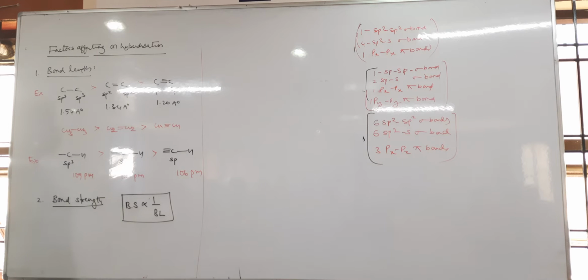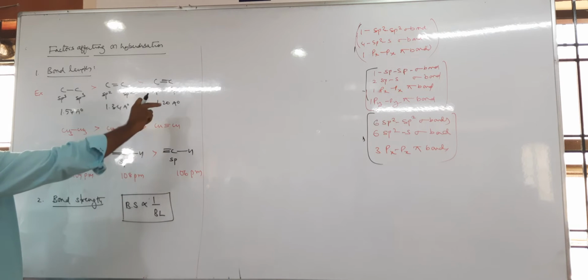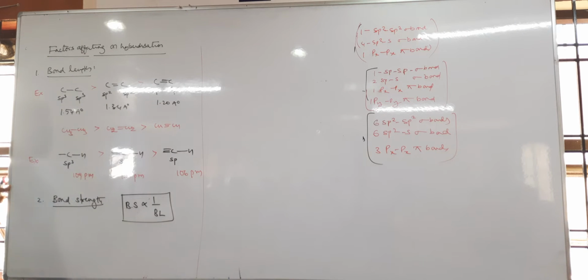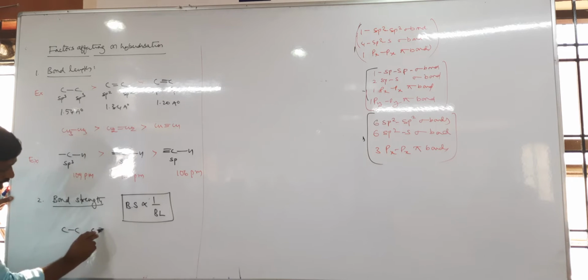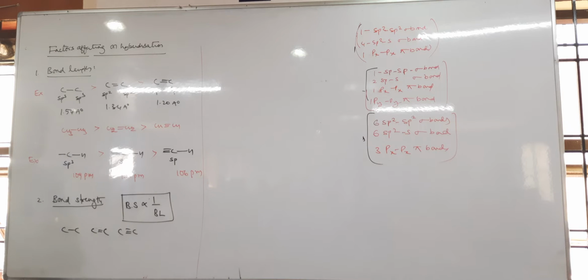Right. So bond strength is inversely proportional to bond length. That means as the bond length decreases, like here from sp3 to sp, the bond strength increases. Therefore, what is the order of bond strength in case of alkane, alkene, alkyne? It's quite opposite. Let us take carbon-carbon single bond, carbon-carbon double bond, and carbon-carbon triple bond. Tell me, in which of the following is the bond strength more?